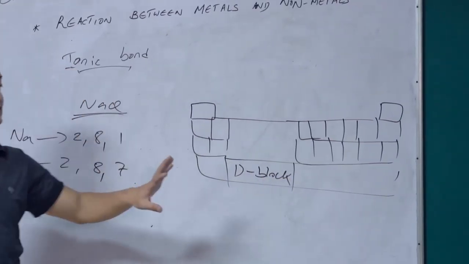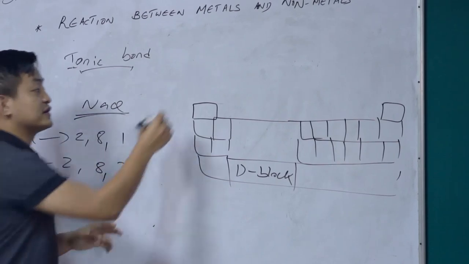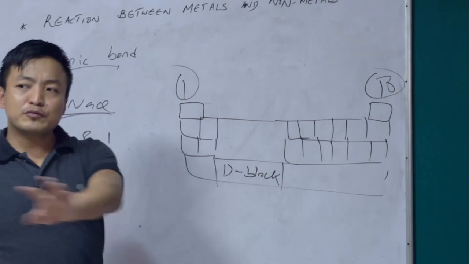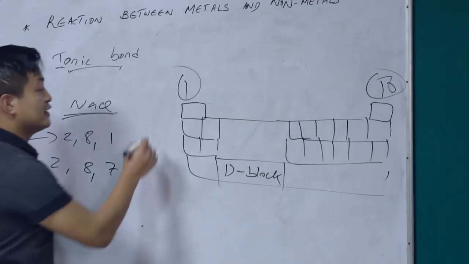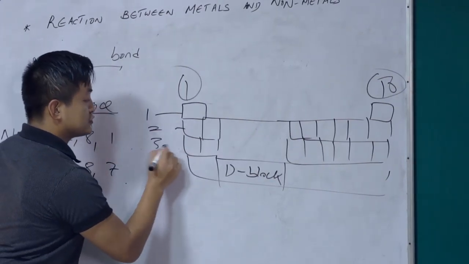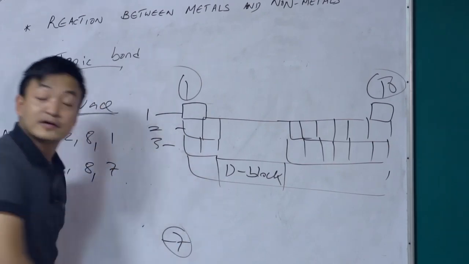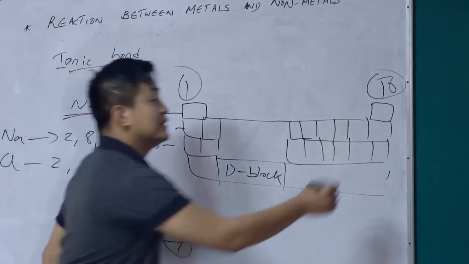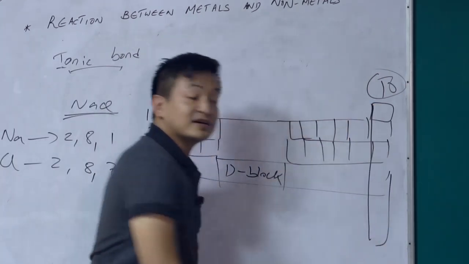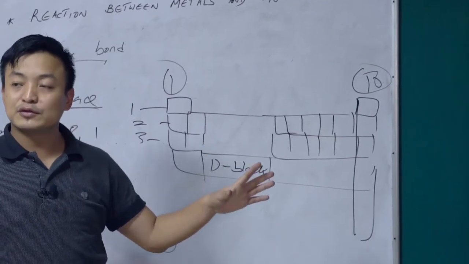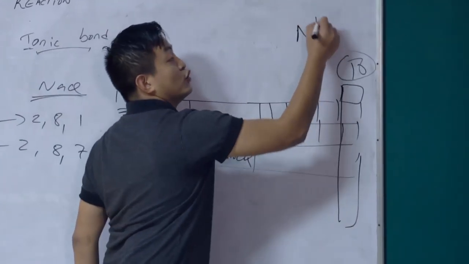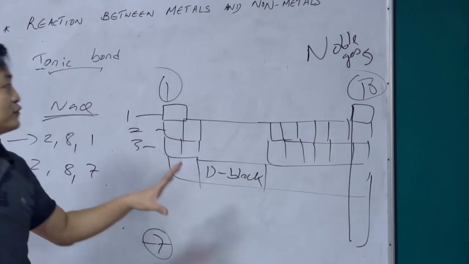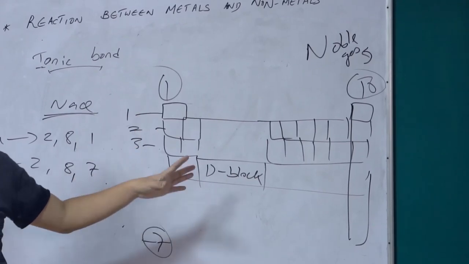So we have 18 groups, starting from the first group till the 18th. And when we talk about periods, we have 1, 2, 3, till 7 periods, clear? So we have 7 periods and 18 groups. And group 18 is referred to as the most stable one, also known as the noble gases. Noble gas, okay? This one we'll study in more detail in the fifth chapter.